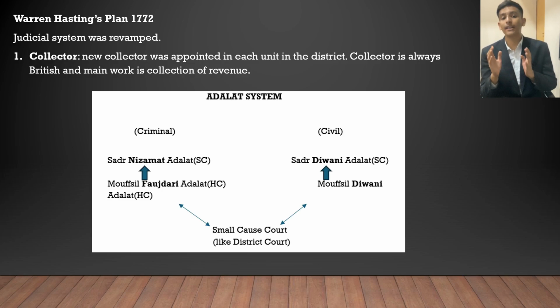Next, what is the Adalat system that was established in Bengal? From the hierarchy, we start from the lowest point. It was a small cause court. It is like a district court, the smallest court which a person can take his matter to. Then it divides into two branches, one civil and one criminal. In civil, the first is Mofussil Diwani Adalat. This Mofussil Diwani Adalat was, we can say, the higher court or high court of this Adalat system.